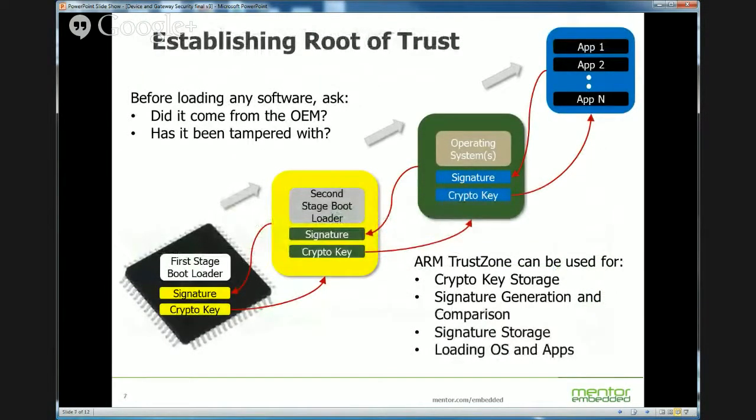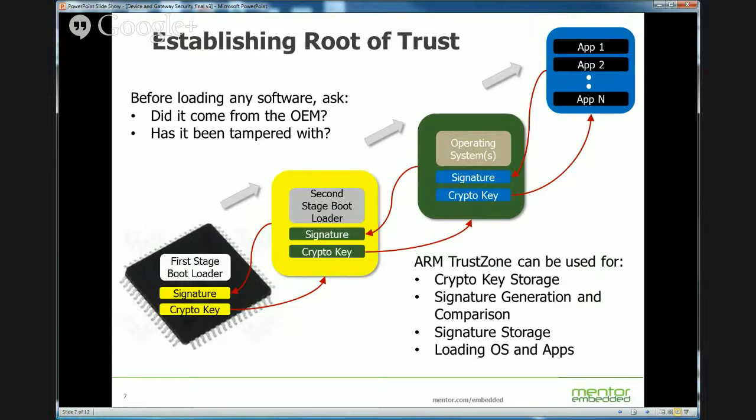So we talked about establishing a root of trust, and that really is important to establish that root across the entire spectrum of software. So from your first stage bootloader, having a signature and a crypto key that can be used to validate your second stage bootloader, which can subsequently be used to validate your operating system, and of course any applications that you want to load.